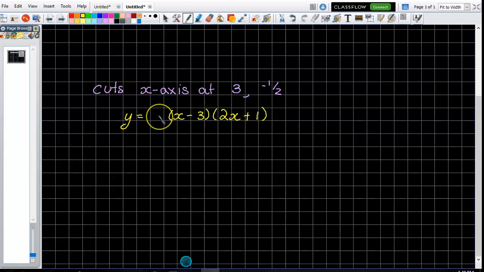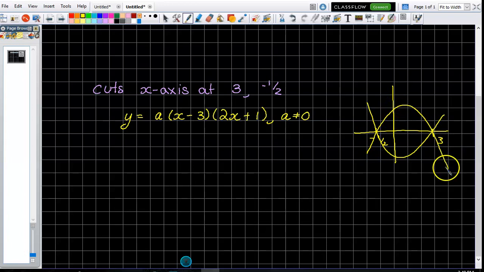So, is that all the information you have? We pop an A, and we pop A does not equal 0. Why? Because there's infinitely many that would go with minus 1/2 and 3. It could be this graph, it could be that graph, it could be that graph and so on. Infinitely many. What determines what it is? It's the A out the front.